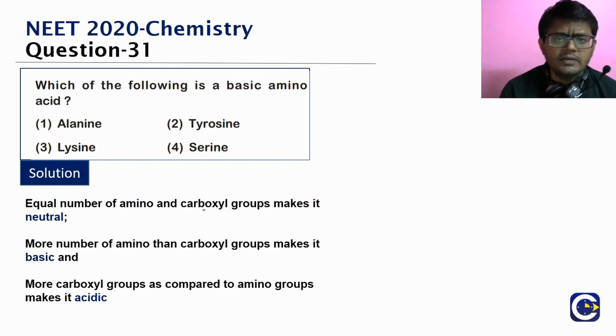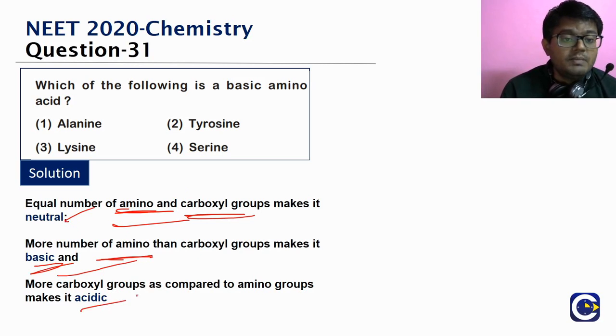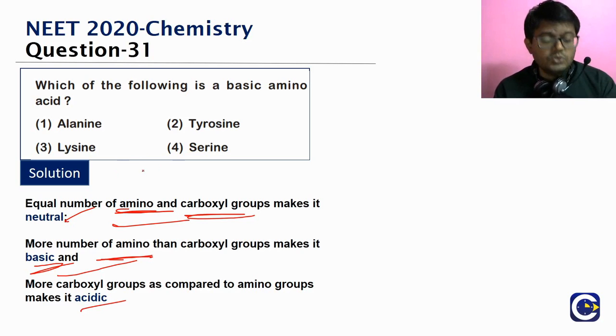Generally, when we look at amino acids in terms of the nature, when the amino acids are having equal number of amino groups and carboxyl groups, we will be calling it as what? Neutral. So if the amino groups are more, then it will be what? Basic. If the carboxyl groups are more, it will be what? Acidic. Here we are given options: alanine, tyrosine, lysine and serine. So usually if you have to answer these kind of questions, there is no other way; we have to look at either the structures of these compounds, or we have to remember the classification.